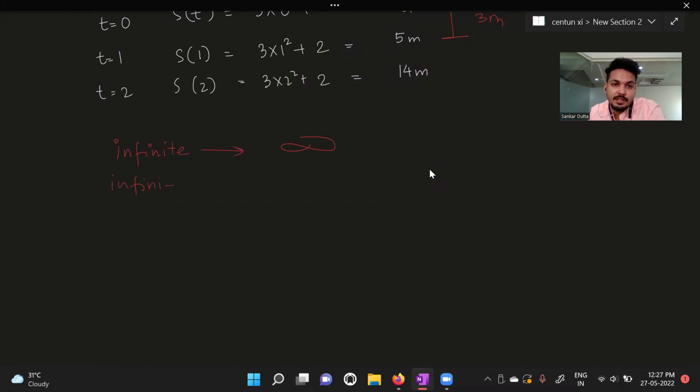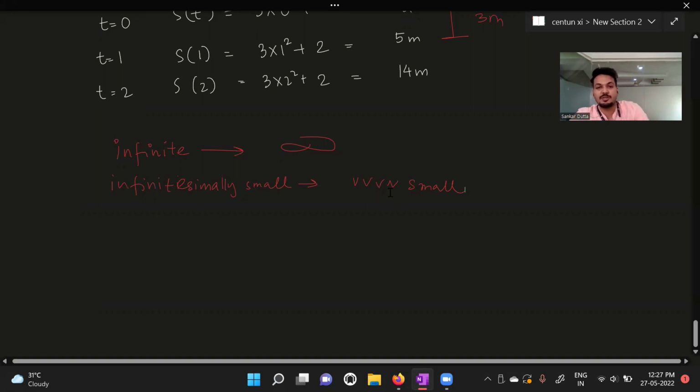Infinitesimally small means very, very, very small. Just like infinity means very, very, very big, infinitesimally small means very, very, very small. So you understood the pattern.